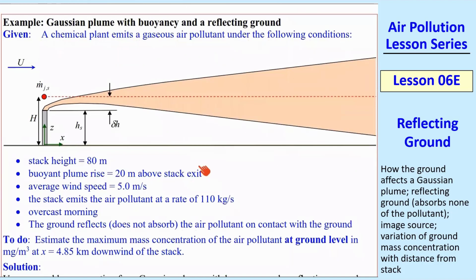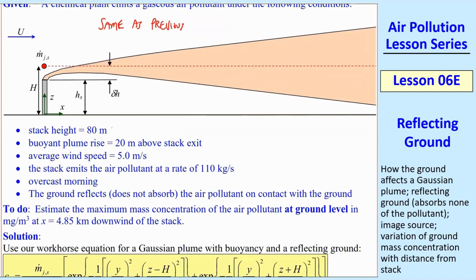And so let's do a quick example, and we're going to do exactly the same example as previously, except the only thing different is now we have a reflecting ground. So we have our stack height, HS, we have our buoyancy, delta H, we have U, 5 meters per second, we have our M dot JS. All of this is the same as before. It's an overcast morning, just like before.